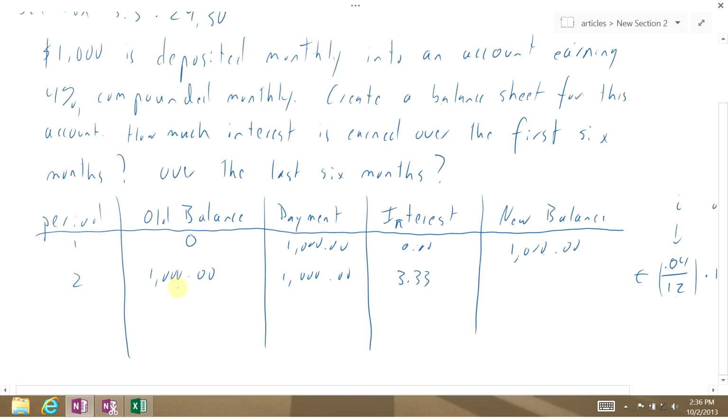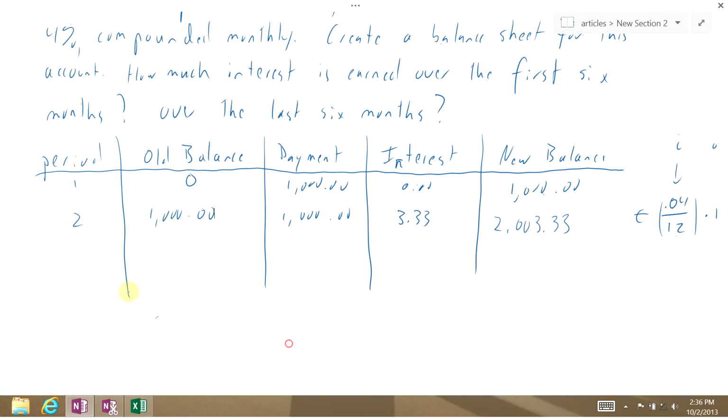So what's your new balance? Well, you started with $1,000, you put in another $1,000, and you got $3.33 in interest. So your new balance is $2,003.33, right? This 1,000, this 1,000, and then the interest. So you can see how this is going to go. I'll make these lines a little longer. So carry down the new balance, 2,003.33. What's your payment this month? Another $1,000. What's your interest?